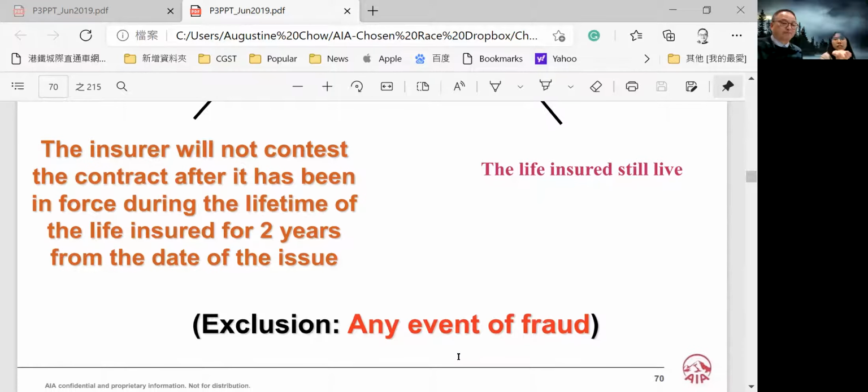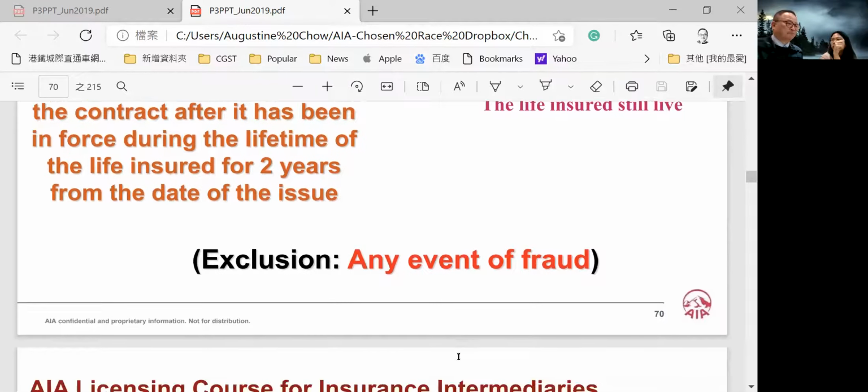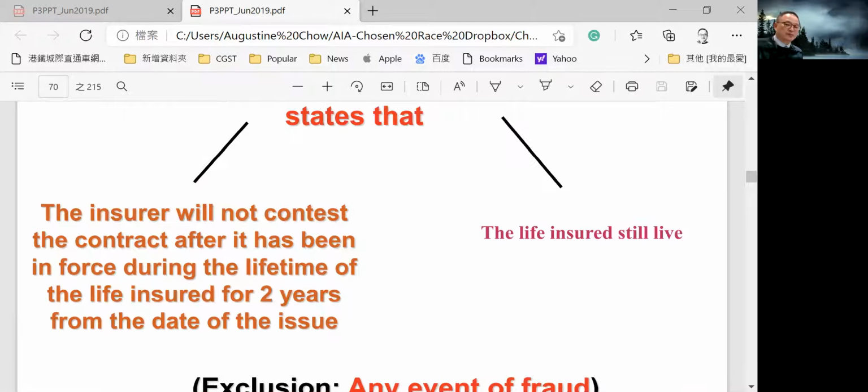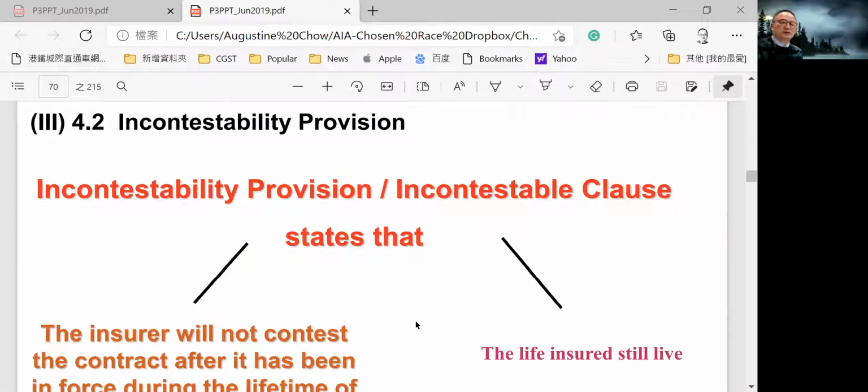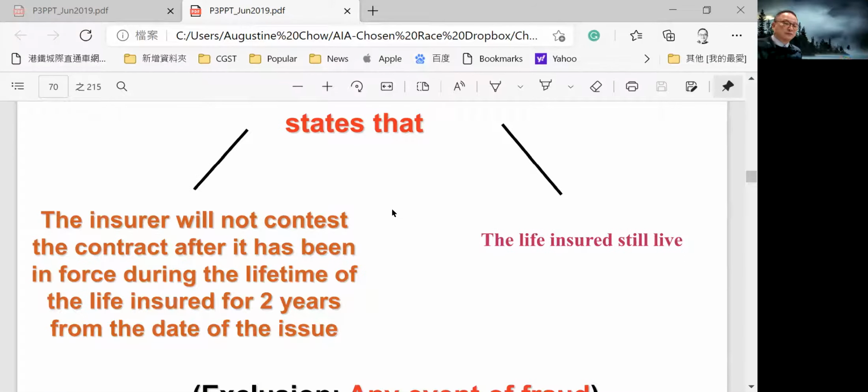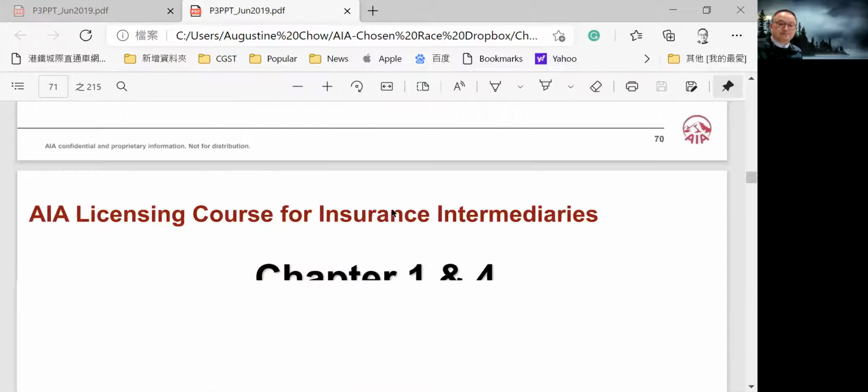So if the insurer wants to contest the contract, they have to do it before the 2 years? Yes, within the 2-year period. This only applies to the insurer, nothing to do with the policyholder. But if you don't make a claim, the insurance will not take any action, unless there is a claim within this 2-year period. Then there is a contestable period and the insurance will check everything you declared in your proposal, checking for material non-disclosure.